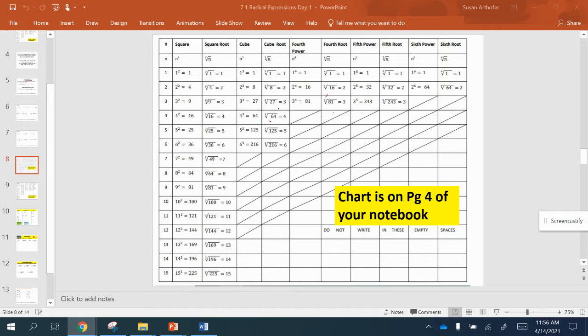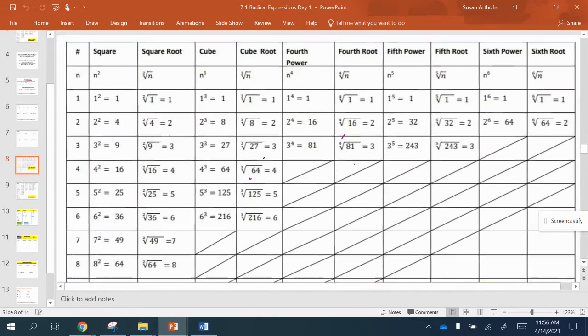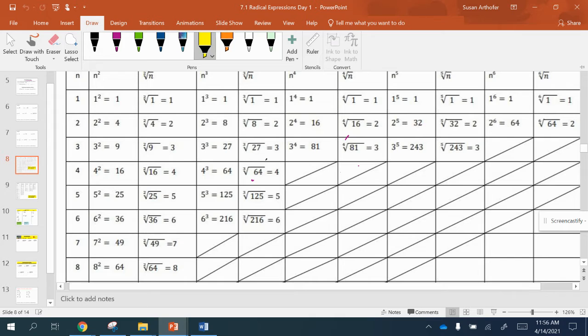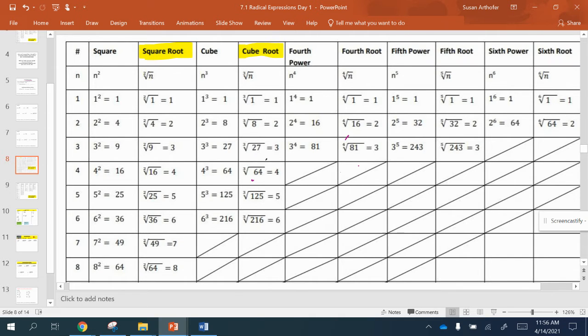We went over again this chart that's on page 4 of your notebook, and we just talked about how we focus on the square root, cube root, fourth root, fifth root, and sixth root. So if you need to know what the cubed root of 64 is, it's 4. You should know the square root of 64 is 8. You have to be careful with 64 because also the sixth root of 64 is on this chart.